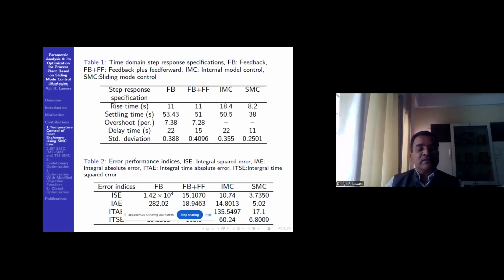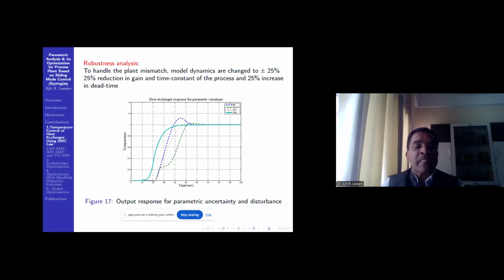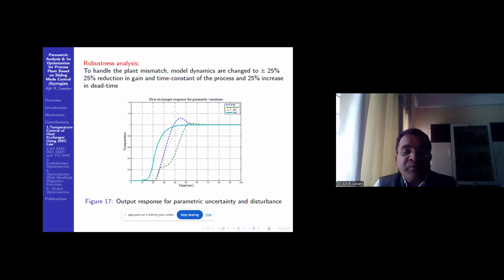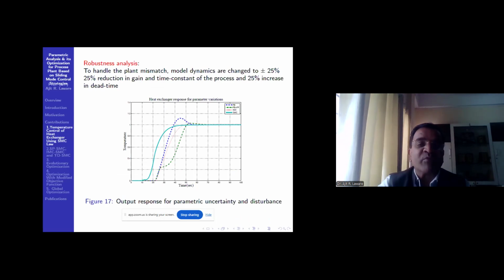And here the error indices IAE, ISE, ITAE, and ITSE are tabulated. And SMC also, if you observe, the error indices are less as compared to the other control strategies. Then this is the robustness analysis, and still, if you observe here, the SMC gives you the stable performance, whereas the remaining strategies have performance different than the nominal performance here.